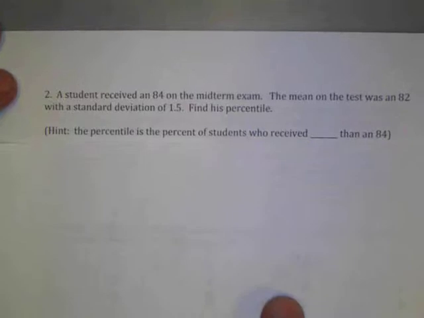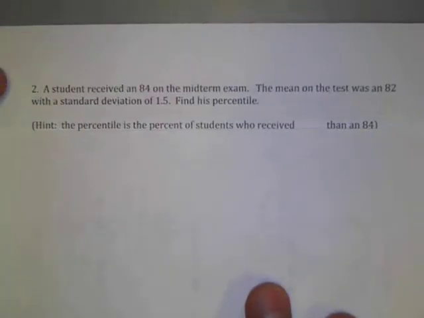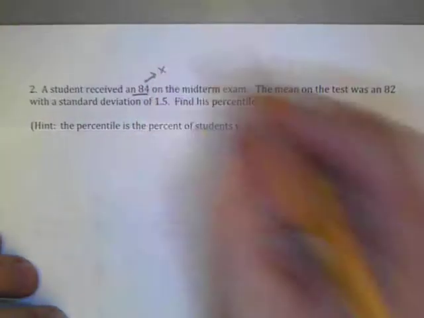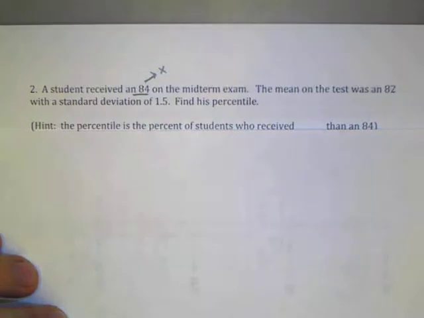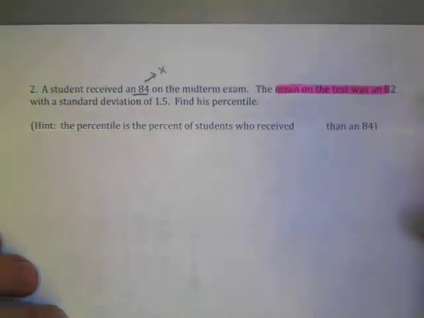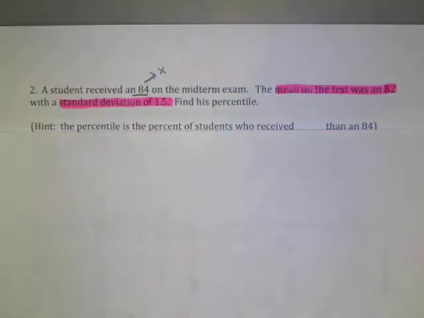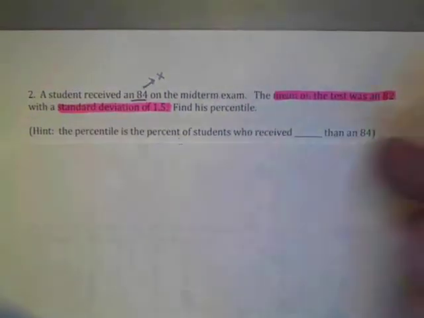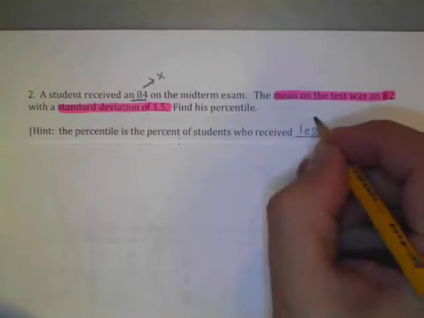Let's do a problem. All right, a student received an 84 on the midterm. So the 84 is like the X value. The mean on the test was an 82, and a standard deviation of 1.5. So I want to find the percentile. So the big idea is I want to use the calculator to get the probability and turn that into a percent. So here's kind of the key. The percentile is the percent of students who received less. Remember, when we shade on the curve, less is always to the left.